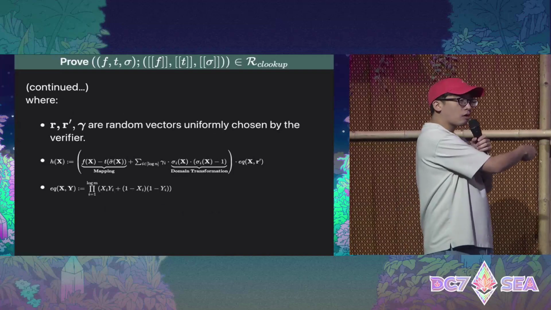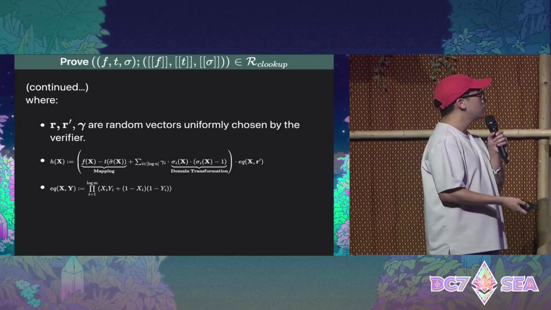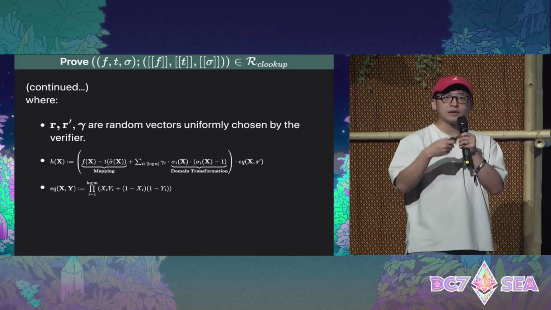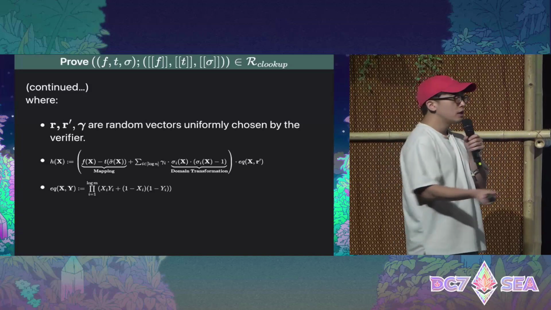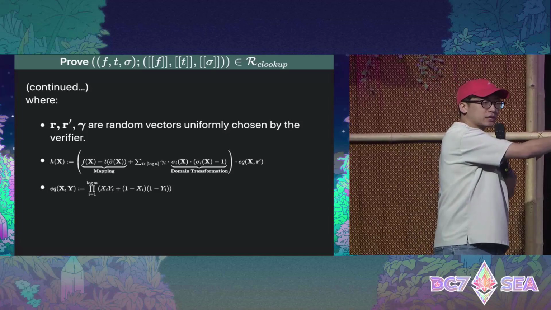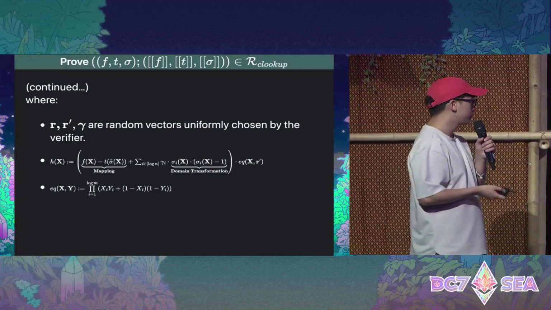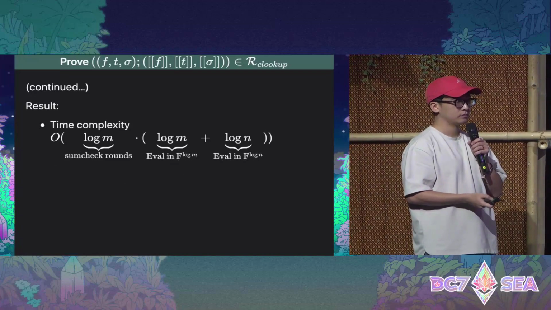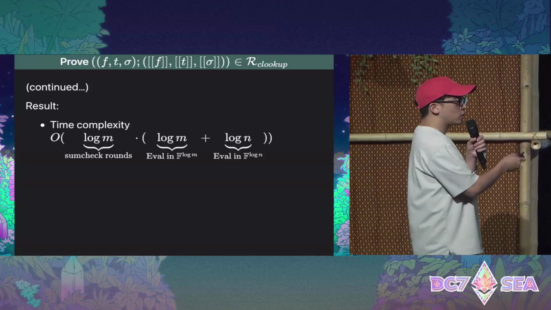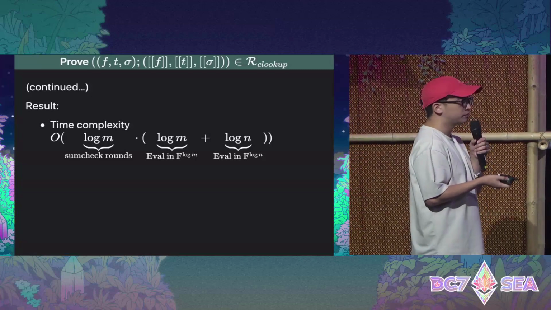Precisely, here r, r prime, and gamma are the randomly chosen vectors from the verifier, and the auxiliary polynomial gives us the relation that there exists a mapping correctly, and the domain transformation is actually bound to 0 and 1 correctly. As a result, we could achieve log squared of m against the witness size, or log of the table size, in time complexity.